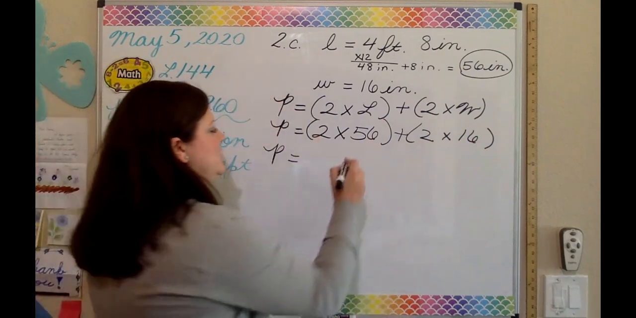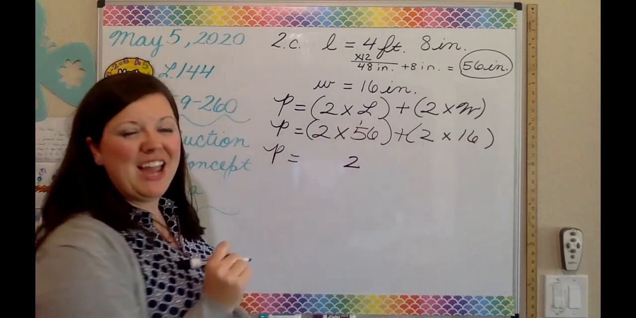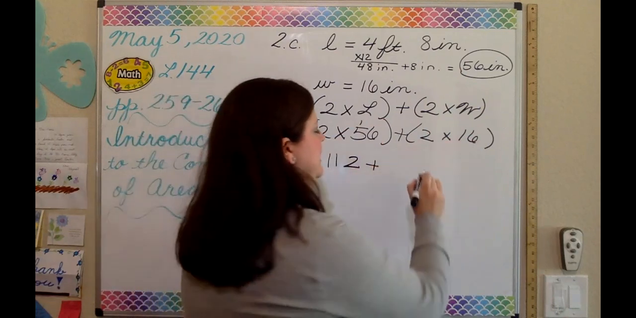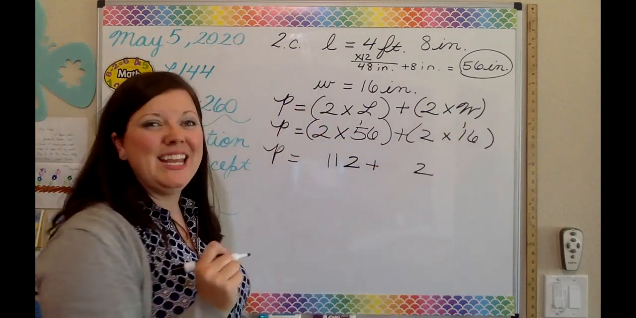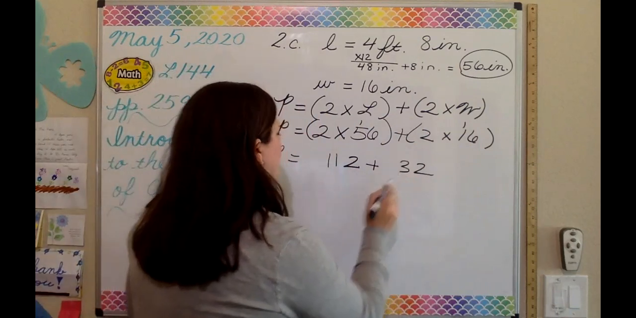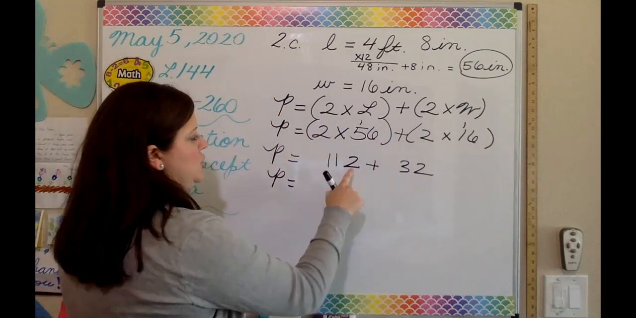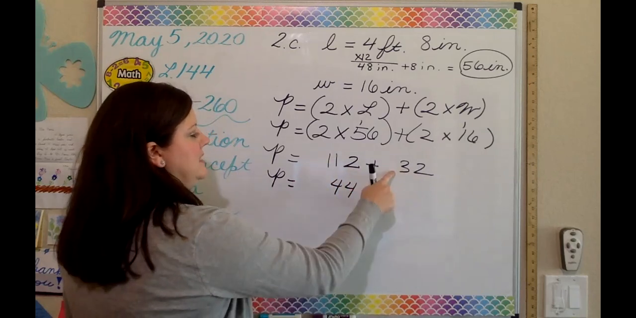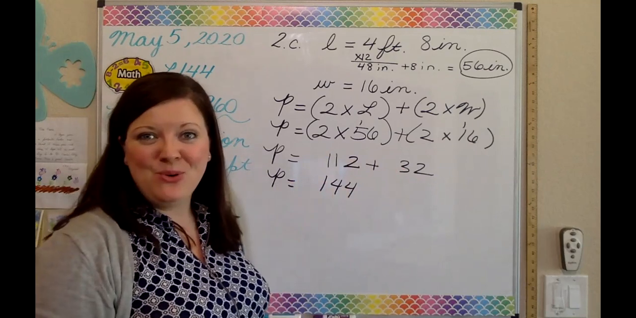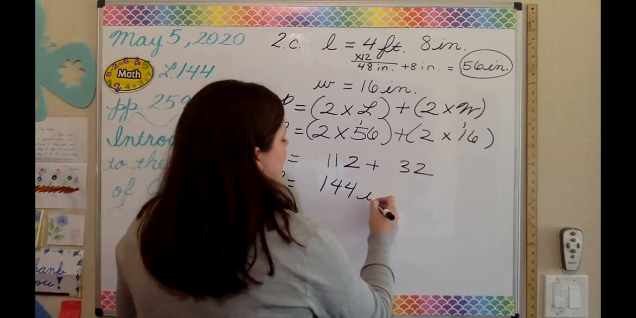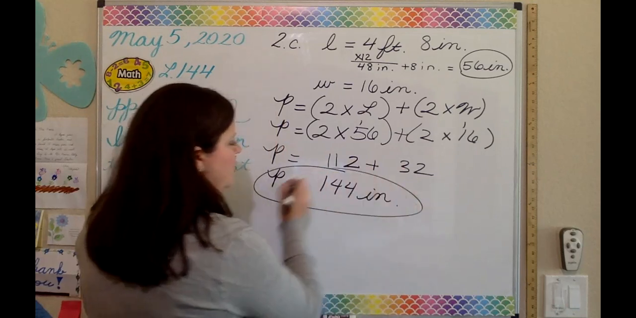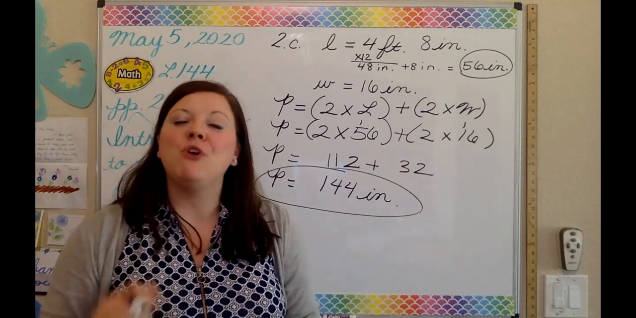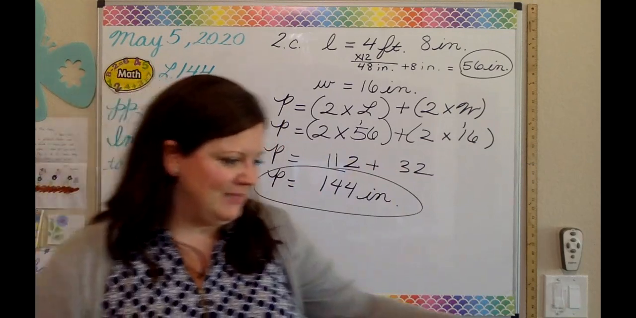2 times 6 is 12, carry the 1. 2 times 5 is 10, plus 1 is 11. 2 times 6 is 12, carry the 1. 2 times 1 is 2, plus 1 is 3. 2 plus 2 is 4. 1 plus 3 is 4. 1 plus nothing is 1. Our label or our measurement is inches. The perimeter, or the distance around, is equal to 144 inches for section 2, letter C.